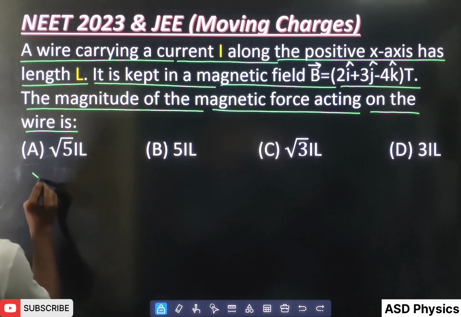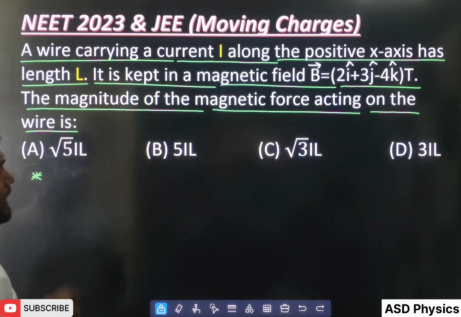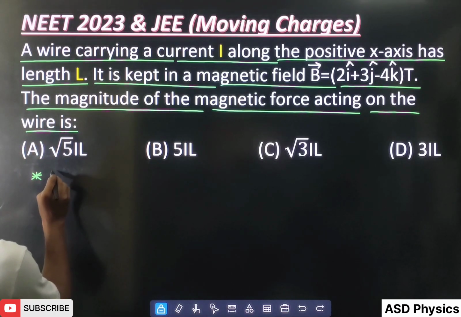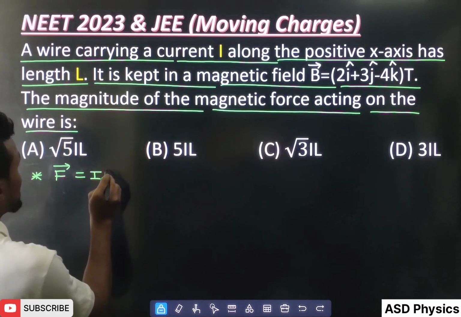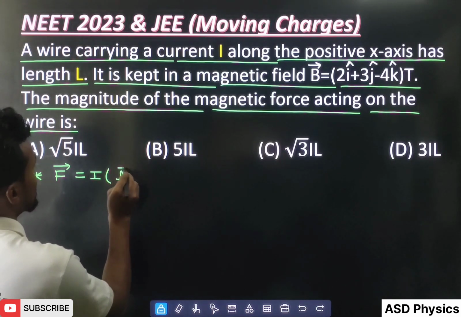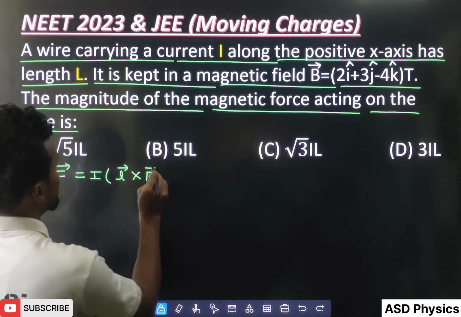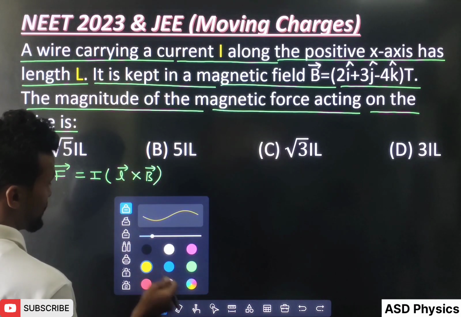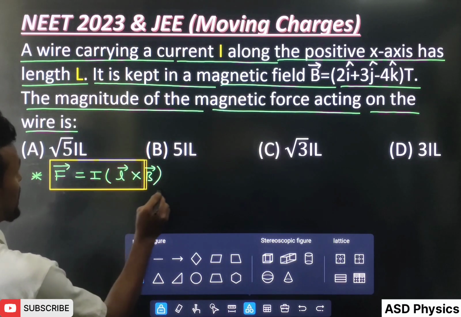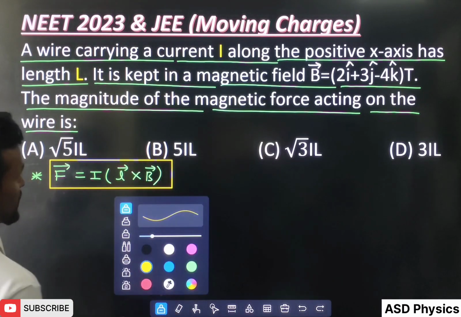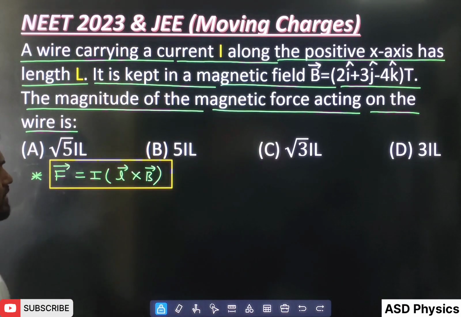Okay, so here we have to calculate the magnetic force. What is the magnetic force formula acting on a current carrying conductor? It is given by I L cross B. See, this is the formula, I L cross B. You have to remember this formula, it is the basic formula. After that we will note down the given data.